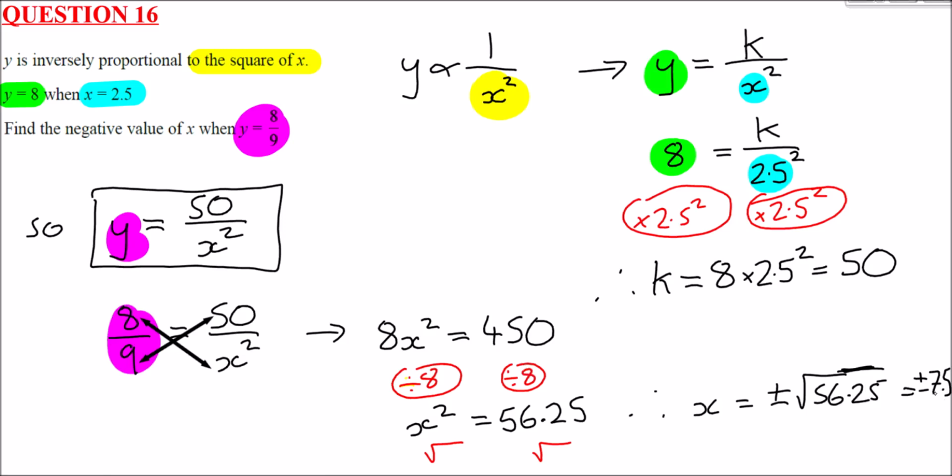But this question is asking for the negative value, and so what we do is just simply ignore the positive option and go for the negative. So x must equal minus 7.5, because we want the negative answer only. And that's our final answer for that one. So we can now go on to the next one, question 17.